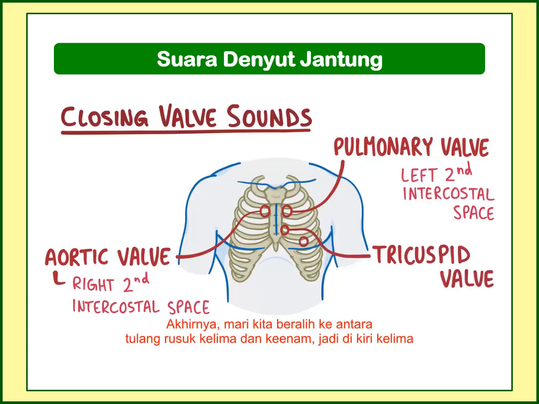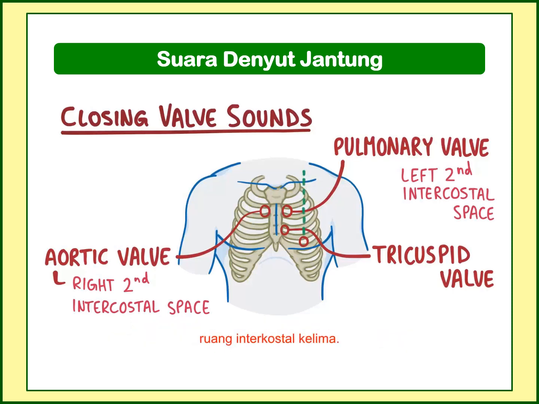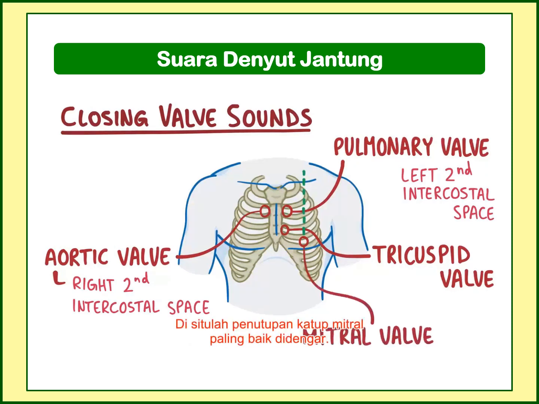Finally, let's move down to between the fifth and sixth rib, so in the left fifth intercostal space, near the midclavicular line. The midclavicular line is the imaginary line that gets drawn from the midpoint of the left clavicle, or the collarbone, straight down, so you can find where it intersects with the fifth intercostal space. That's where the mitral valve closing is best heard.